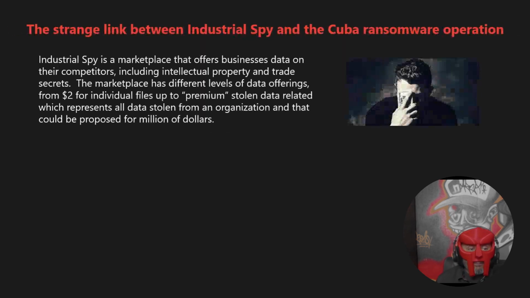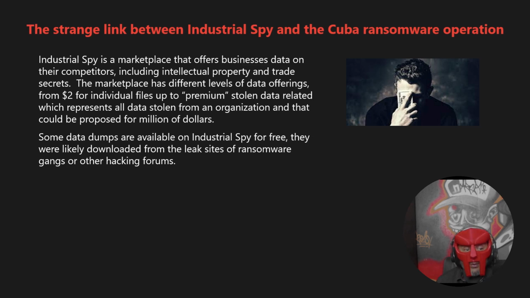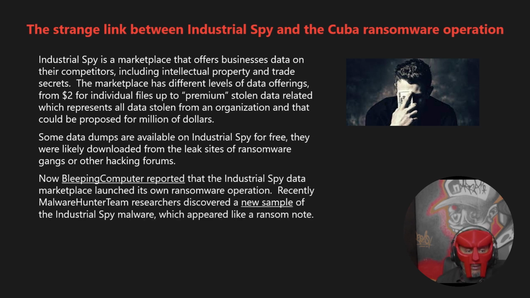Industrial Spy is a marketplace that offers businesses data on their competitors, including intellectual property and trade secrets. The marketplace has different levels of data offerings, from $2 for individual files up to premium stolen data, which represents all data stolen from an organization, and that could be proposed for millions of dollars. Some data dumps are available on Industrial Spy for free. They were likely downloaded from leak sites of ransomware gangs or other hacking forums.